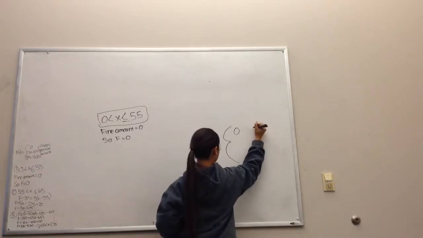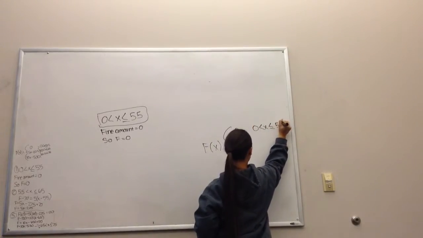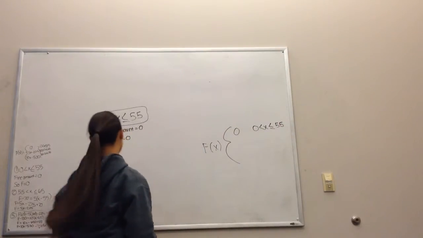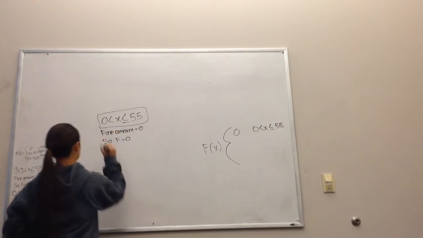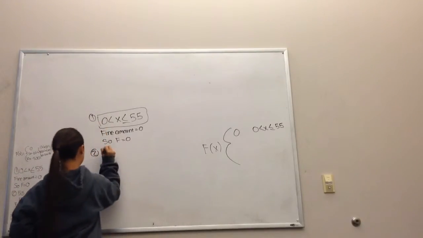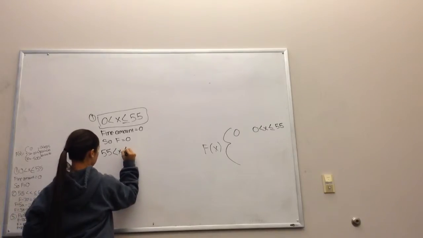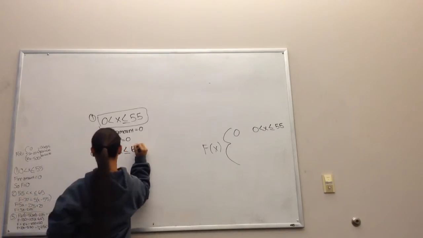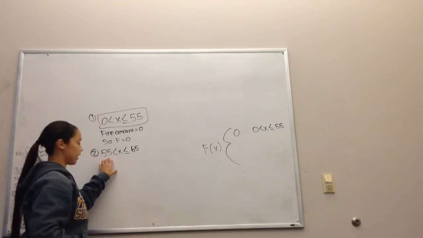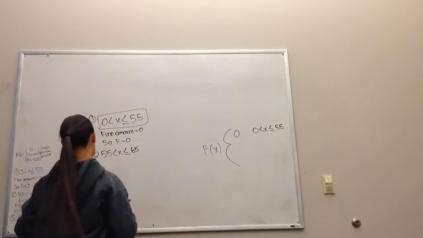0 < x ≤ 55. And we're trying to look for 3 equations. So the next one, so this is number 1. Number 2 is going to be 55 < x ≤ 65. It's saying 65 because it's asking for 10 miles per hour above the speed limit.